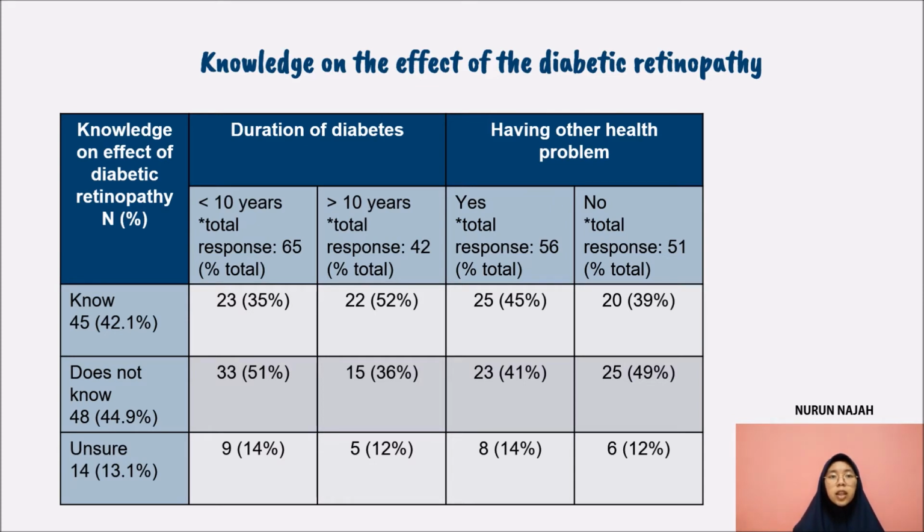Other than that, 25% that are aware of the effect of diabetic retinopathy also have other health problems. This number of participants represents 45% of the total participants that have other health problems. This result shows that most of the people with other health complications are more aware of the effect of diabetic retinopathy, maybe due to the frequent consultation with the general health practitioner.